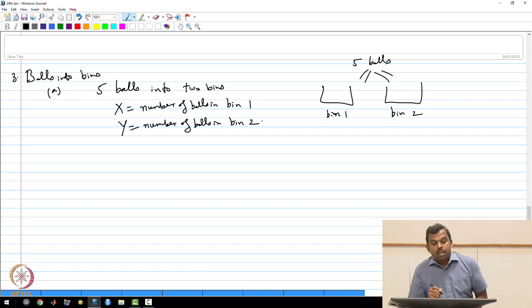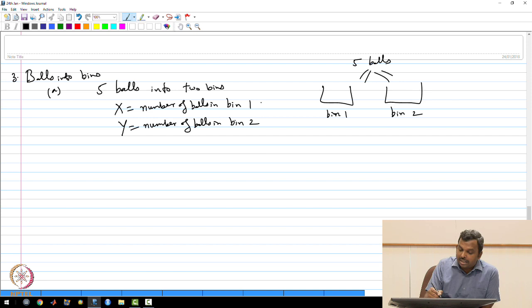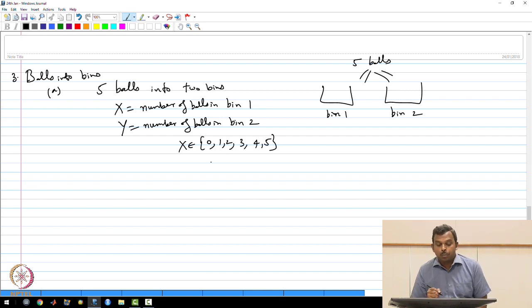Okay, so now we might start asking questions about what this distribution is. One needs to be a little bit careful here with this distribution. It's not very straightforward. Now, x takes how many values? You can see x could be 0, 1, 2, 3, 4, 5. There are 6 possible values that x can take.